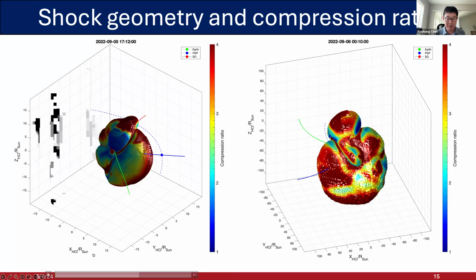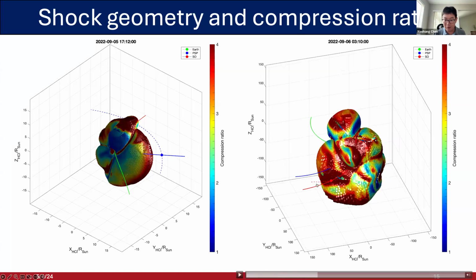And the right panel is another view of the shock surface later. So we can see that this blue line has really connected to the strong, large compression region on the shock surface. And this red line is the field line connecting to Solar Orbiter. Okay, it always connects to the strong shock region, and that's the reason why we see the energy difference in these two spacecraft observations.